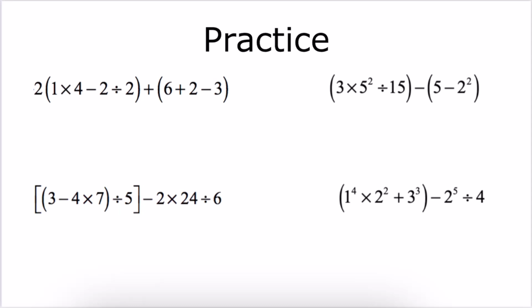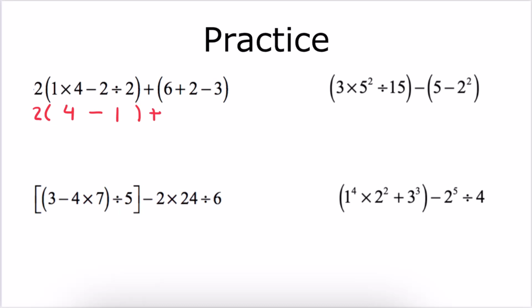Okay, so on this first one, I first want to simplify my parentheses. However, inside of my parentheses, I have multiple operations. So I need to use the order of operations inside of my parentheses to simplify them. So in my first set of parentheses, I have both multiplication and division. So I'm going to work from left to right to simplify that multiplication and division. So 1 times 4 is 4. 2 divided by 2 is 1, and so I'm going to have 4 minus 1 in that parenthesis.